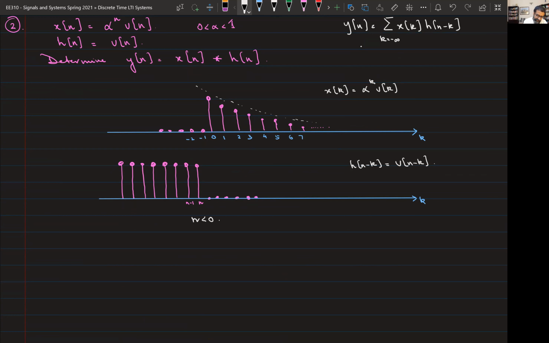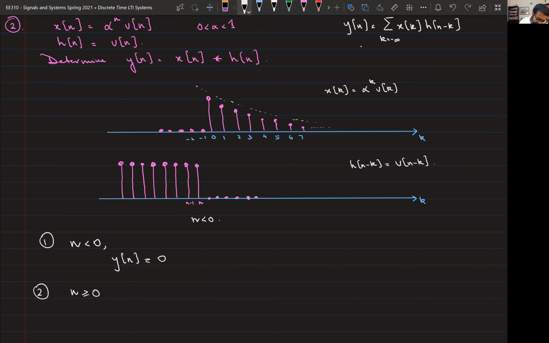So what about this case? For n less than 0, what would the output be, right? You're multiplying x of k with h of n minus k, and you get a product, the resultant, and then you sum that resultant from minus infinity to plus infinity. So when you multiply these two signals for n less than 0, what do you get? The answer is 0, because there's no overlap, right? There's no overlap, and clearly for n less than 0, y of n is going to be equal to 0. Now comes the case when n is either equal to 0 or greater than 0.